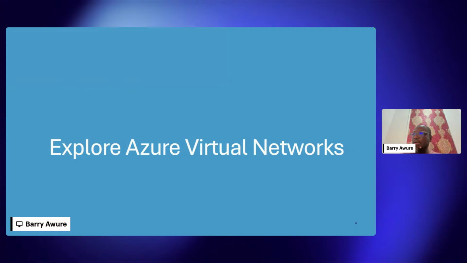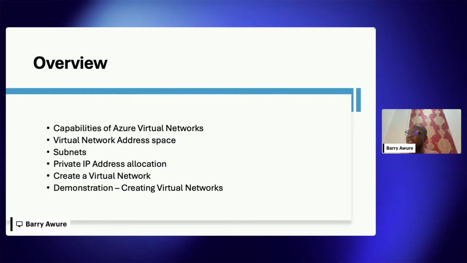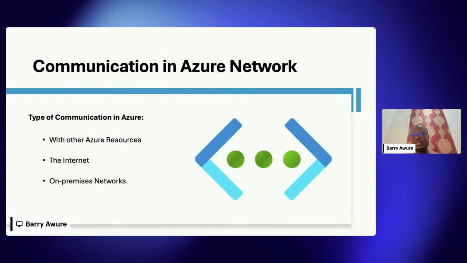So, exploring Azure Virtual Networks. Here we'll be looking at the various capabilities of Azure Virtual Networks. We'll be looking at virtual network address space, subnetting, private IP address allocation, how to create a virtual network, and then we do a demonstration. So this is more or less the overview of the first module that we'll be looking at, right?